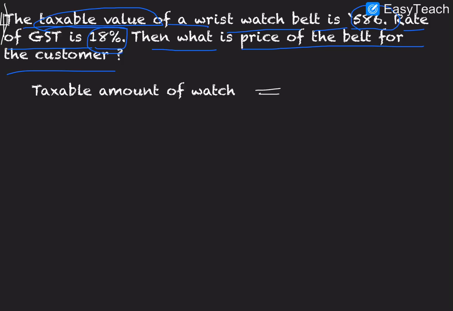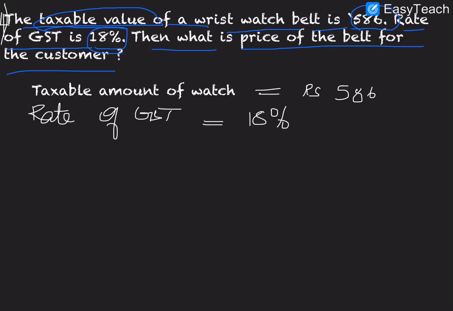So let's write that. The taxable amount of the watch belt is given as Rs 586. Also given is the rate of GST. The rate of the GST is 18%. And we have to find the actual amount the customer has to pay for this belt. So for that, we have been given the rate of GST. We have to calculate the amount in money, how much money we need to pay as GST for this watch. So we have to calculate 18% of this 586.